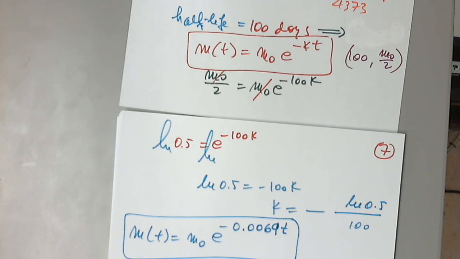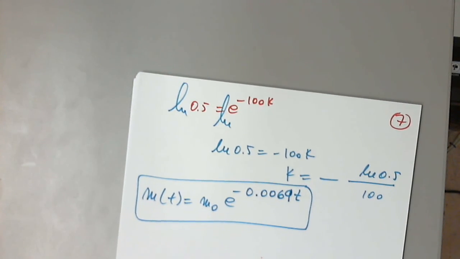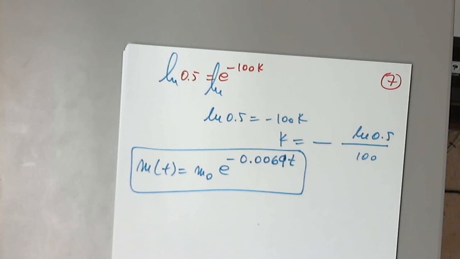Okay, so here's my next question. So we have k, which is 0.0069. So I have the model now. How many days will this radioactive substance need to decay to 50% of the initial mass? We don't need to calculate that. The answer is 100. We don't need to calculate, right?